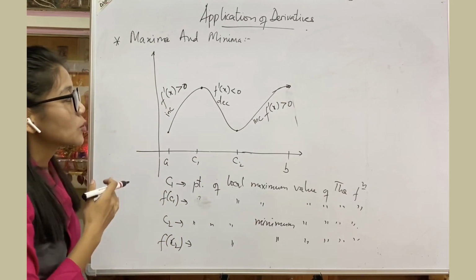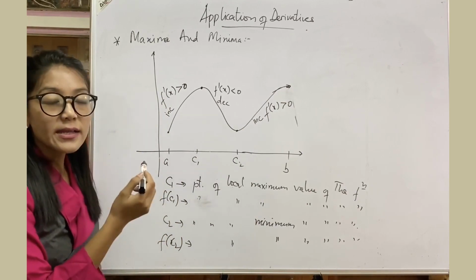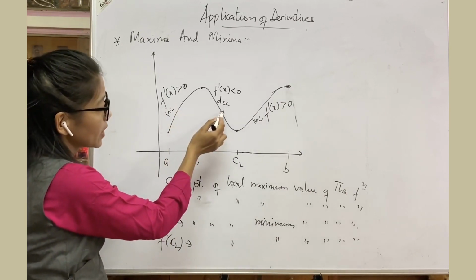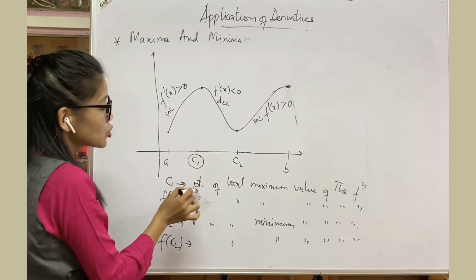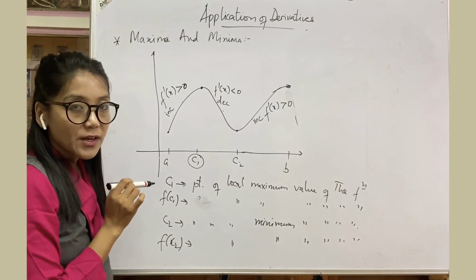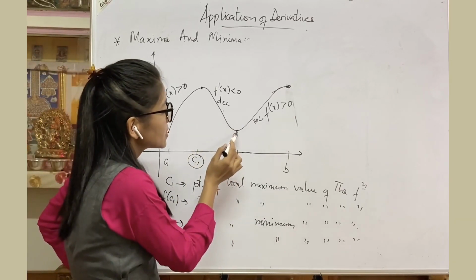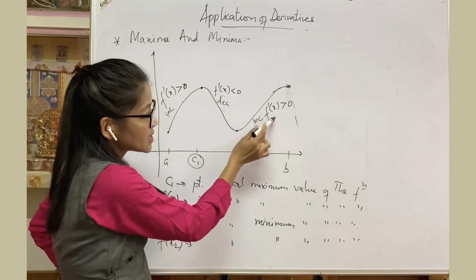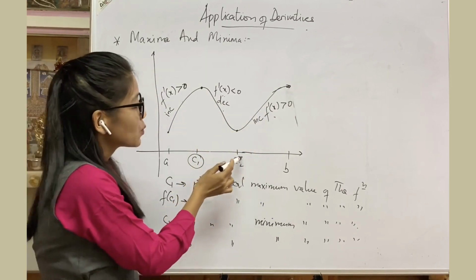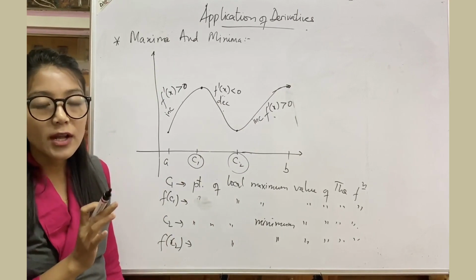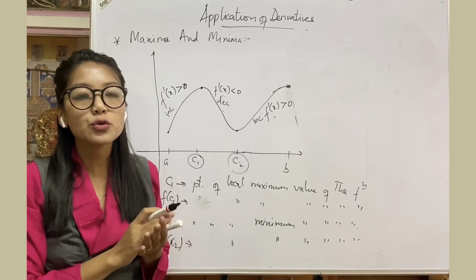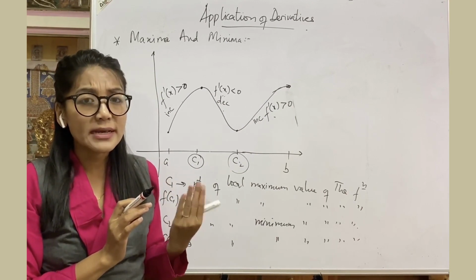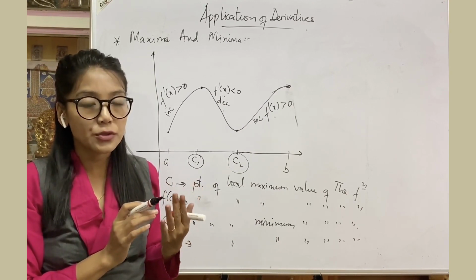So this is how we are going to apply the derivative. If the sign of f dash x is changing from positive to negative, then this point is the point of local maximum value of the function. And if the sign of f dash x is changing from negative to positive, then this point is the point of local minimum value of the function. So this is how we are going to check the local maximum and local minimum value of the function.